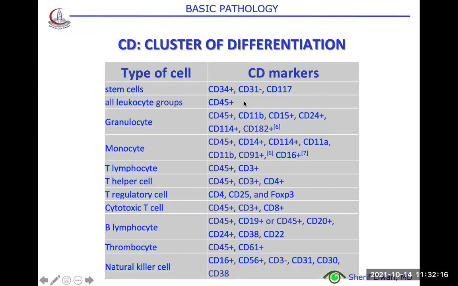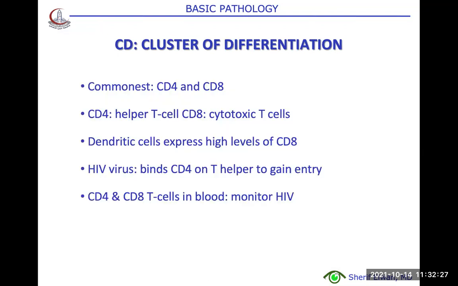The CD markers, as I said, are unique for the cells, and these are examples of these cells with their CDs. For us, we should know that a CD is the cluster of differentiation, and it is the cell ID. The commonest are CD4 and CD8. CD4 is the helper T cell, and CD8 is a cytotoxic T cell. Then dendritic cells express a high level of CD8. These are, as you remember, the antigen-presenting cells. HIV virus binds CD4 on T helper cells to gain entry, and the CD4 and CD8 T cells in blood are monitored. That means HIV infection is going on.